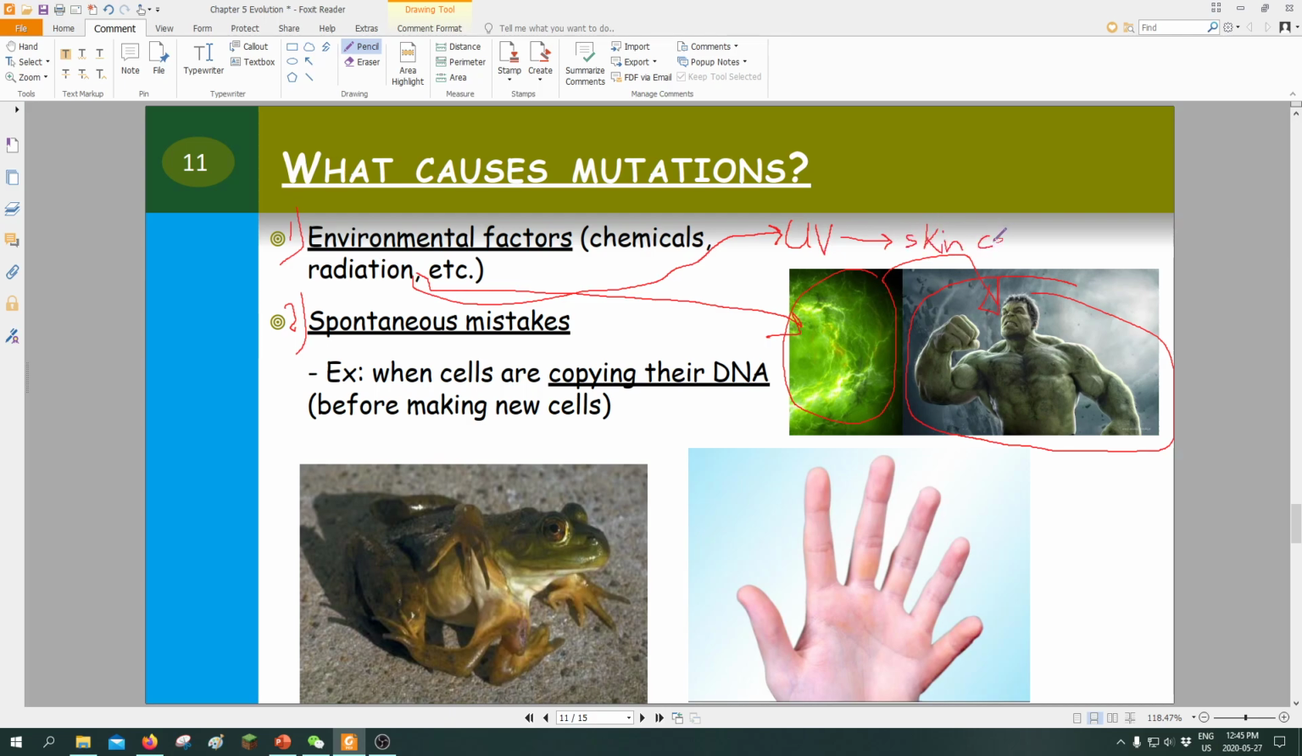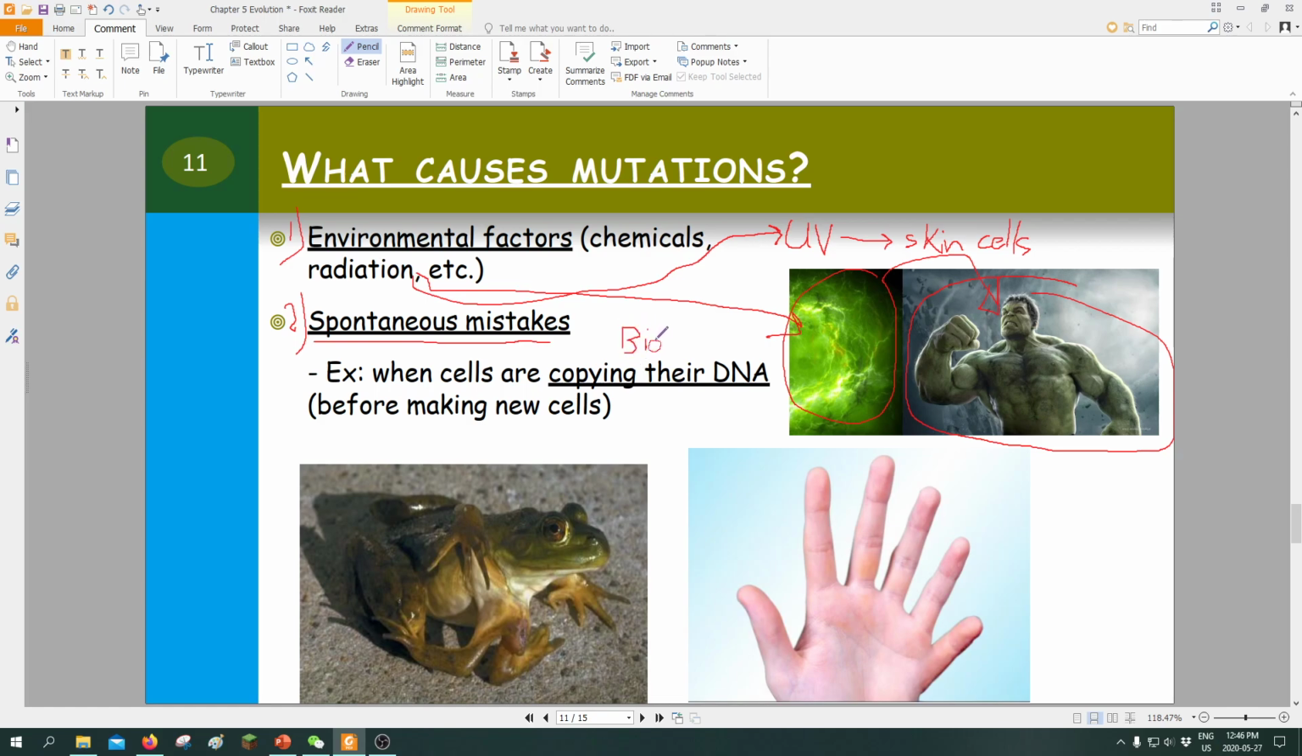And then those mutations in the skin cells could actually cause skin cancer, which we would say would be a harmful mutation for sure. So these different things can cause changes in the sequence of the DNA. Another one could actually be just spontaneous mistakes. You're going to learn more about this in Bio 30, okay?